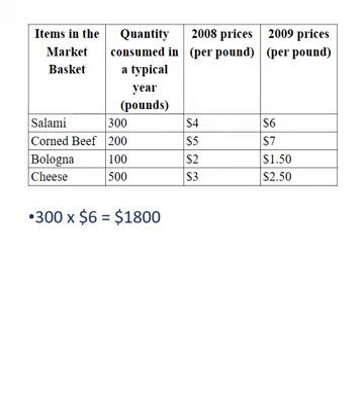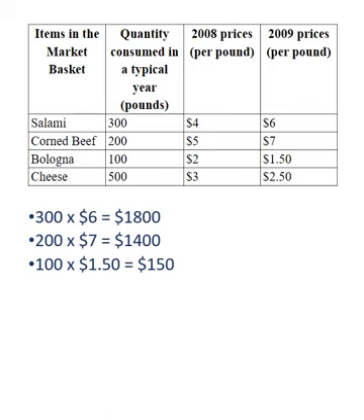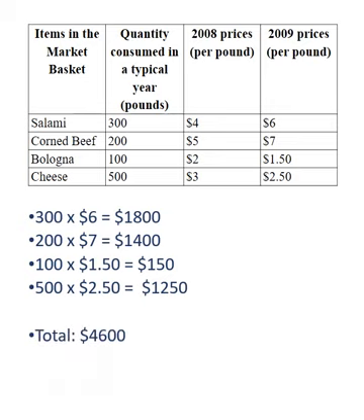Okay, 200 times 7 is 1,400. Now, how to multiply times 50 cents without a calculator? You could do 100 times 1 is 100, and then the 50 cents is half of 100, which is 50. So if you add 100 plus 50, you get 150. And then 500 times 2.50, 500 times 2 is 1,000. Half of 500 is 250. If you add 1,000 and 250, you get 1,250. Then you would total those four numbers to get the overall cost, which is $4,600.